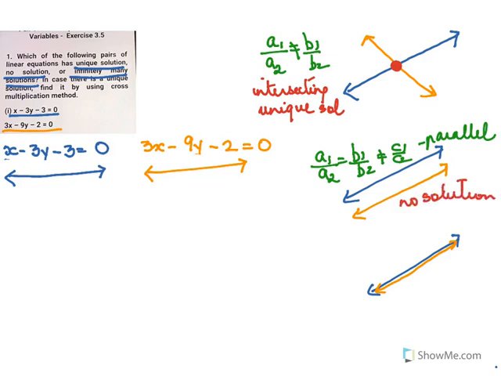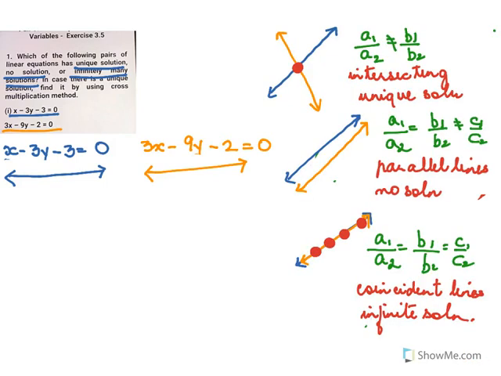And in the last case, we see that the lines are coincident. And if the lines are coincident, we can say a1 over a2 equal to b1 over b2 equal to c1 over c2. And how many points do they meet at? Infinite points. All the points are common to both the lines. So here there are infinitely many solutions.